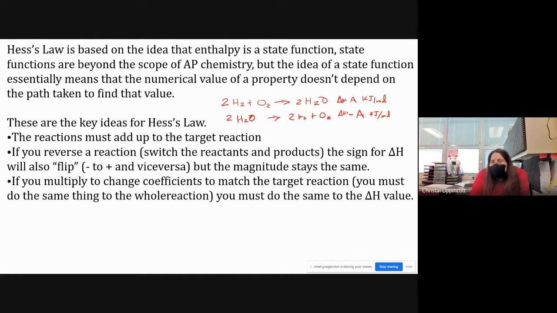So if you're going in the reverse direction, you just reverse the delta H value. You just reverse the sign.